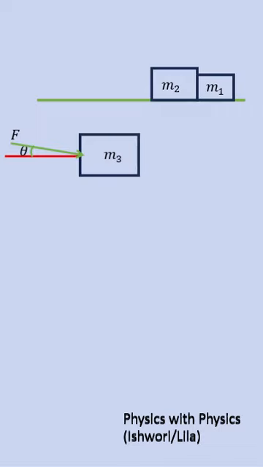Let's produce this horizontally this way. Now this force is applied like this. Let's draw it from here. Now this angle is theta. Now the component in this side is F cos theta, and the component in this side is F sine theta.